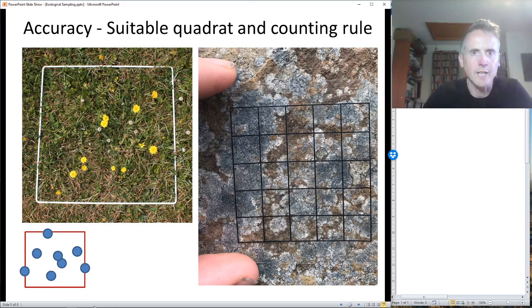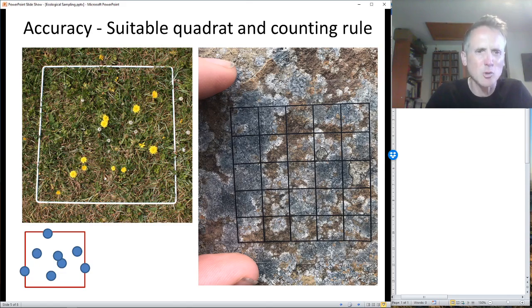So, accuracy, suitable quadrat and counting rules. Let's look at this left-hand picture first. This is a frame quadrat. If I was counting the number of yellow flowering plants, or plants that are flowering at the time that have got a yellow flower, I've got a suitably sized quadrat here.